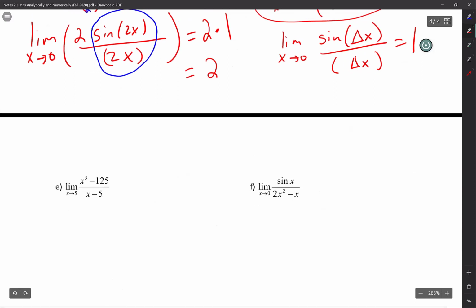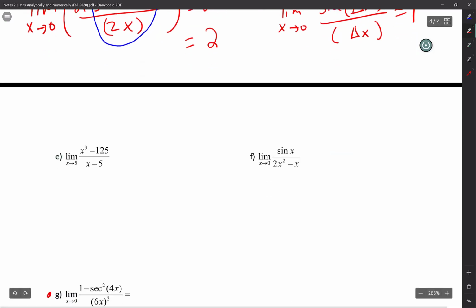Okay, so letter E. 5 cubed is 5 times 5, 25. If I have 5 quarters, that's $1.25. 125 minus 125 is 0. 5 minus 5 is 0. Oh, I get 0 over 0 again. Okay, since you get 0 over 0, I know I definitely have a limit.